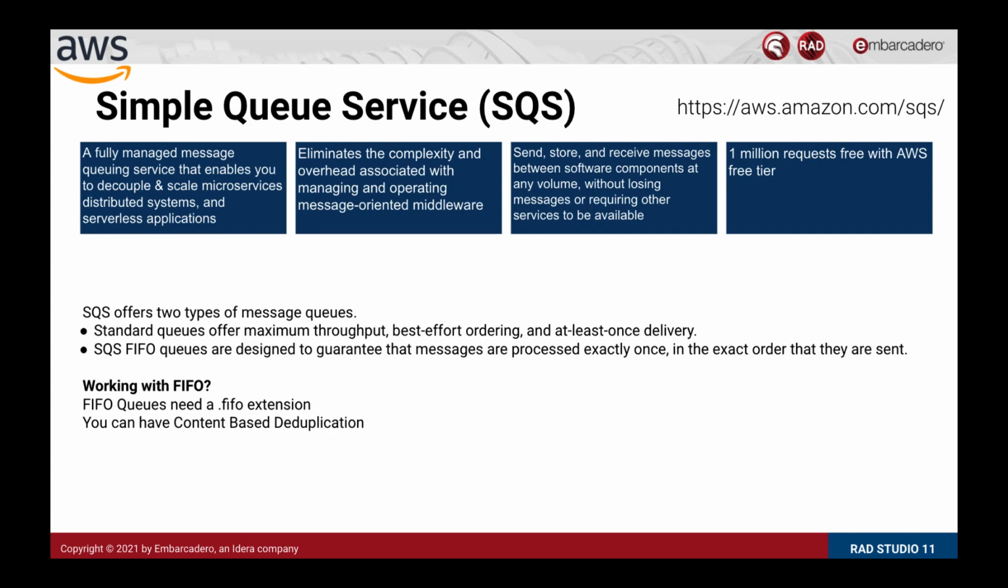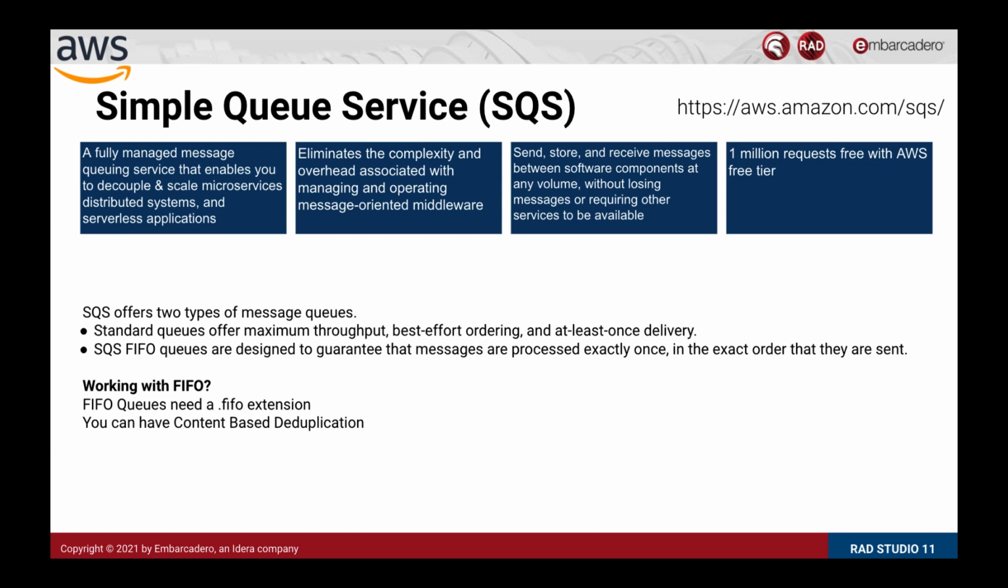Okay, so the last one that we want to have a look at is the Simple Queue Service, the SQS. Now, Amazon Simple Queue Service is a fully managed queue service that enables you to decouple and scale microservices, distributed systems, and serverless applications. SQS eliminates some of the complexities and the overheads associated with managing and operating messaging queues around middleware, empowering developers to focus on differentiating their work.